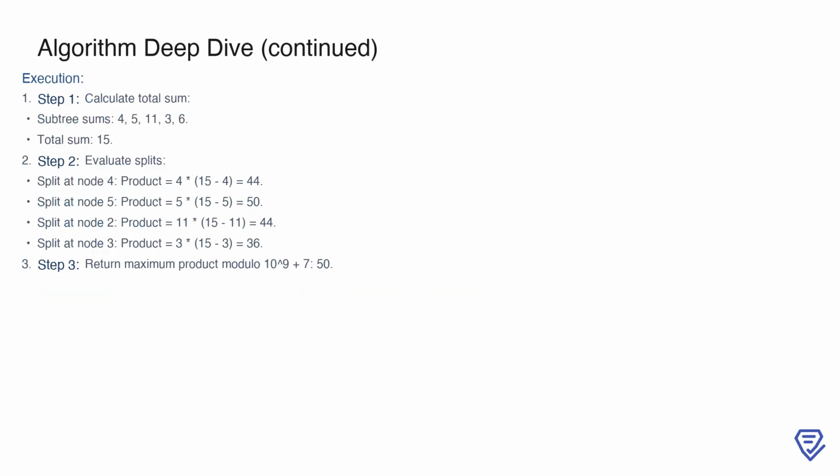Let's walk through an example to see the algorithm in action. Consider a binary tree with the structure: the root node has a value of 1, with left and right children 2 and 3, and the left child 2 has 2 children, 4 and 5.